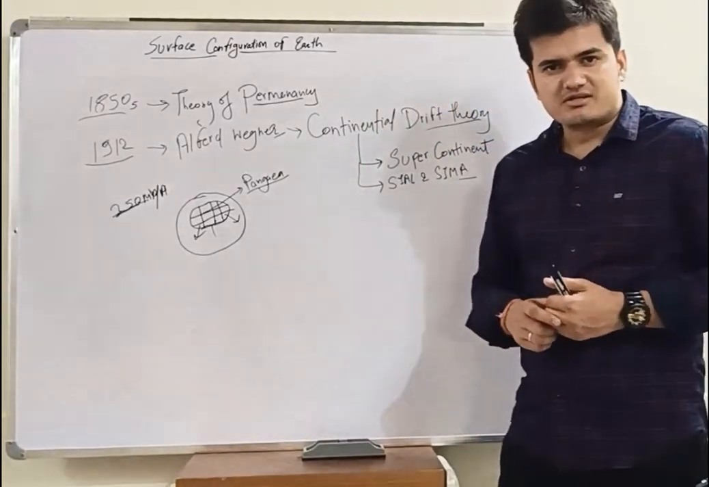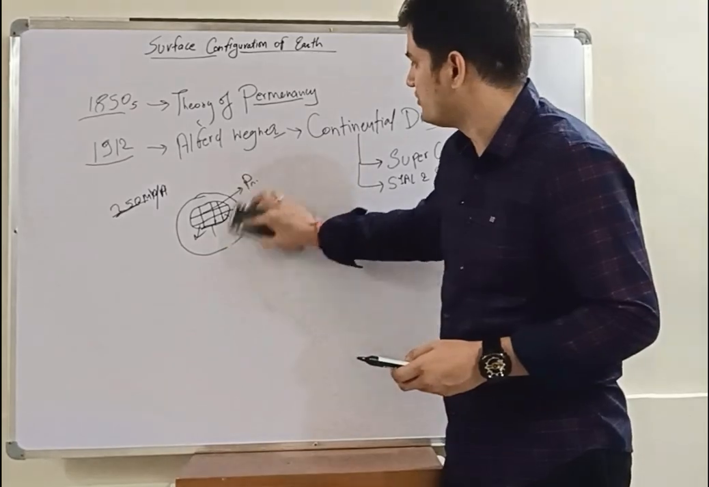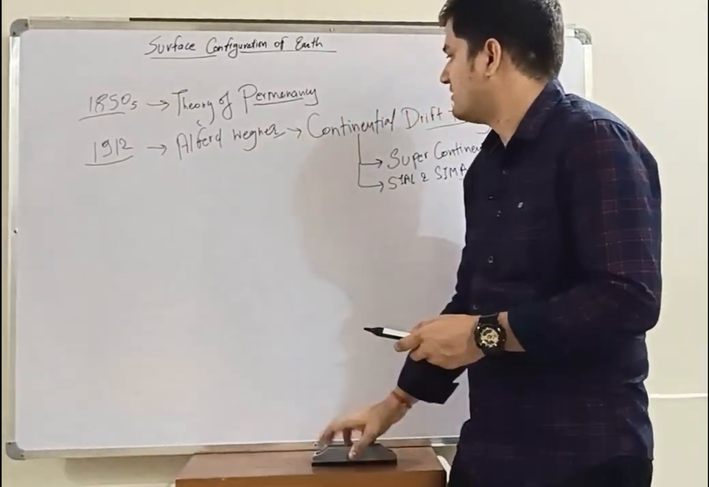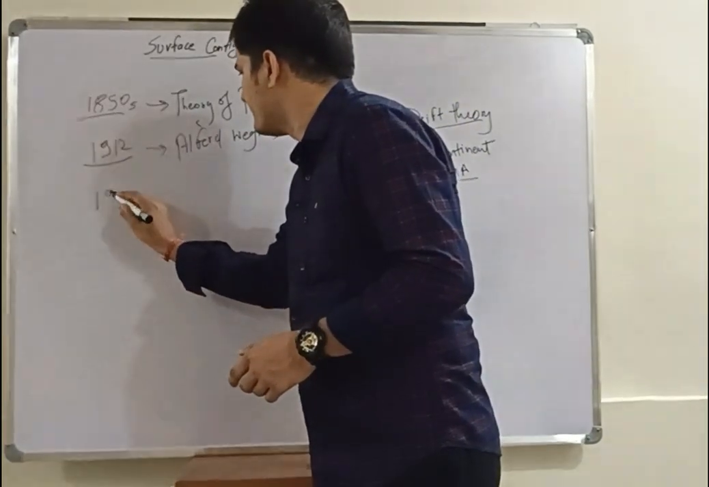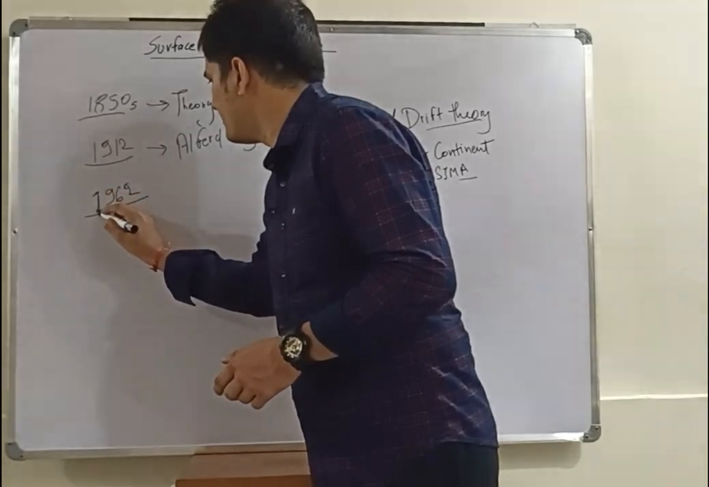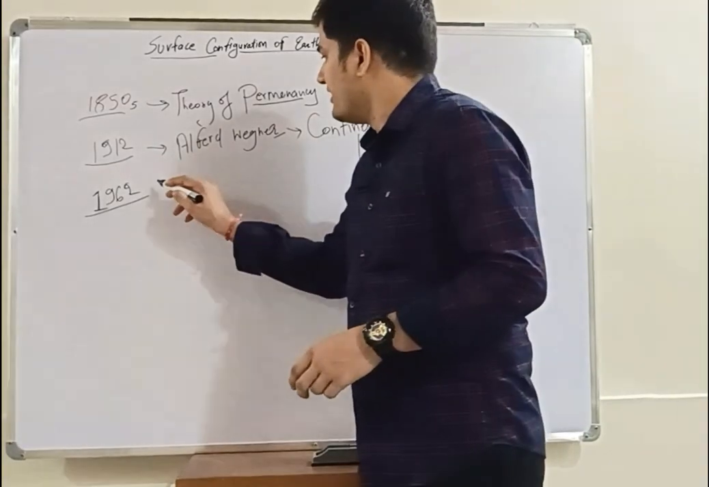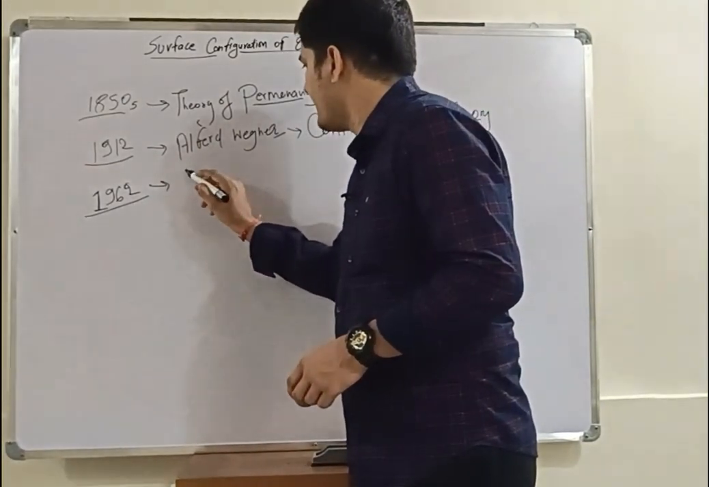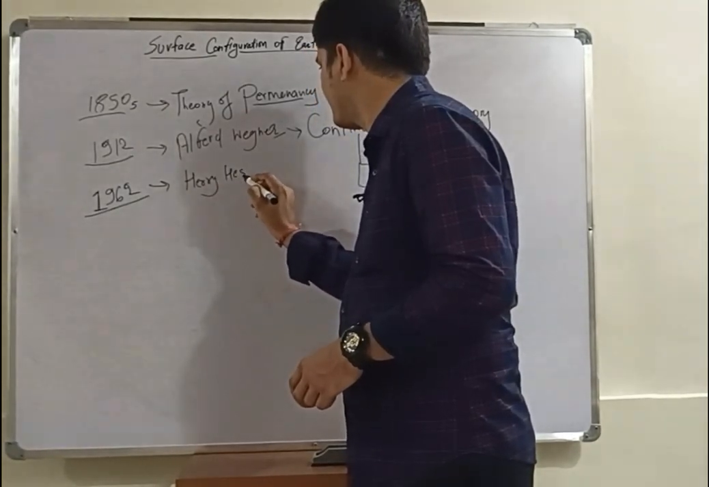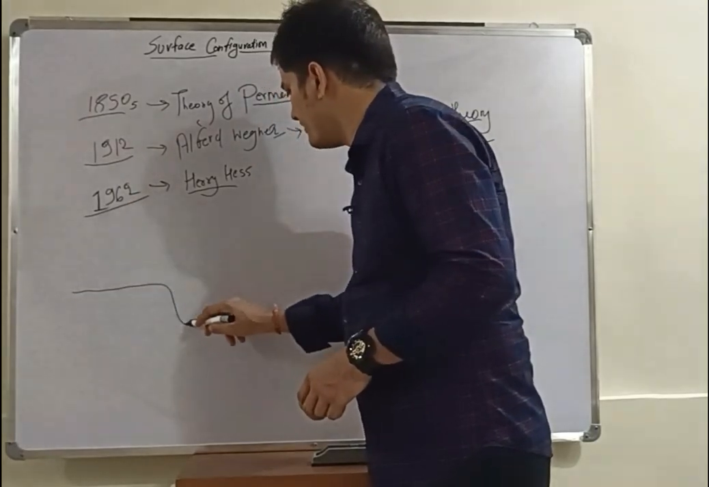But there were some limitations in this theory, and because of these limitations, a new theory was introduced in 1962. Alfred Wegener was not logically able to explain why these continents are drifting, and a new theory was proposed by Harry Hess. And he proposed the seafloor spreading theory.